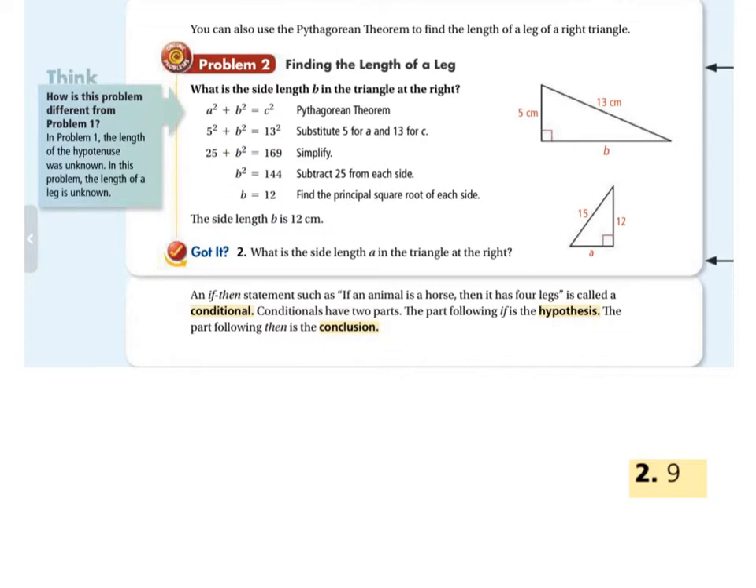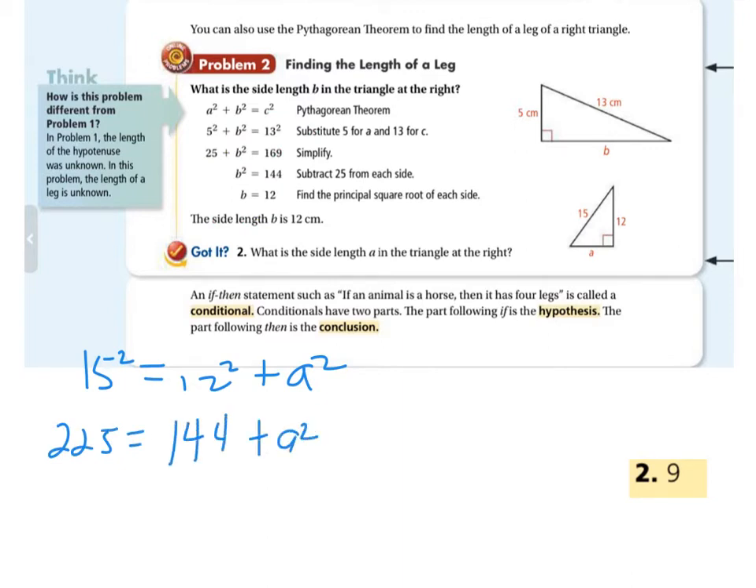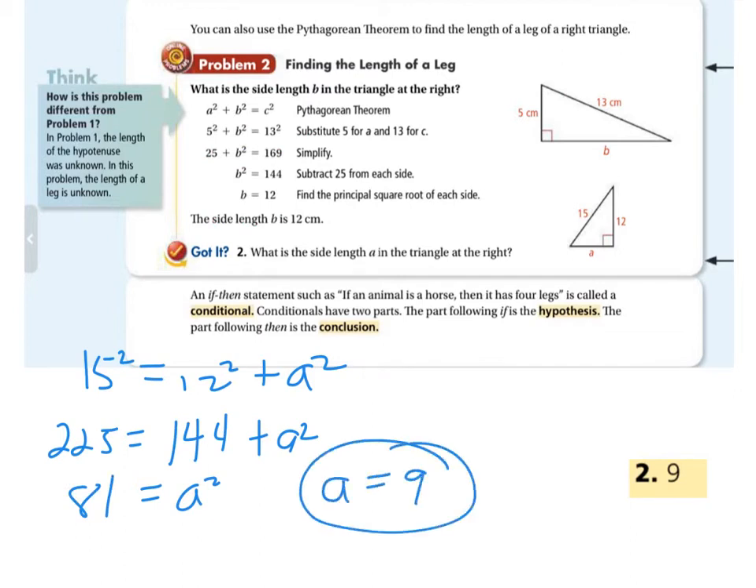Ooh, that's a Pythagorean triple, isn't it? Oh, I already have one here for us to work. So we end up with 15 squared, that's the hypotenuse, equals 12 squared plus a squared. So 225 equals 144 plus a squared. Subtract that 144, a squared equals 81. So a then is 9. And there you go. That's solving for a leg.